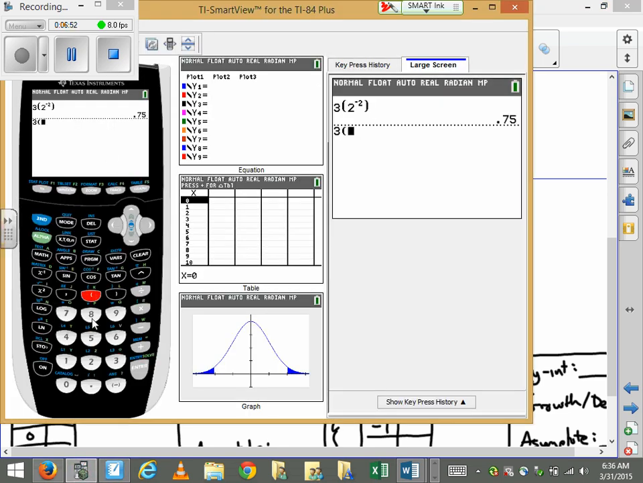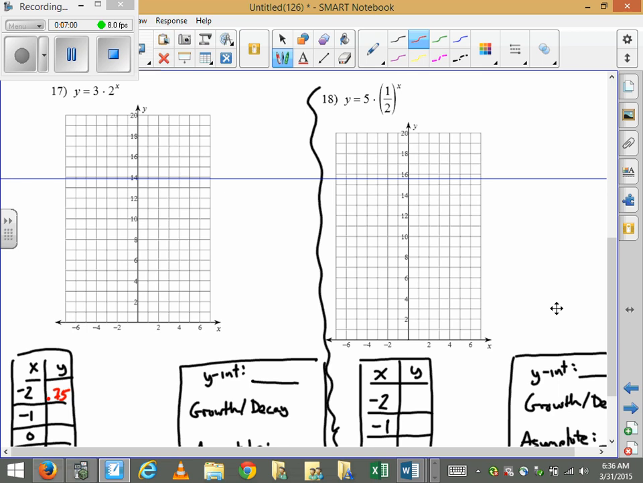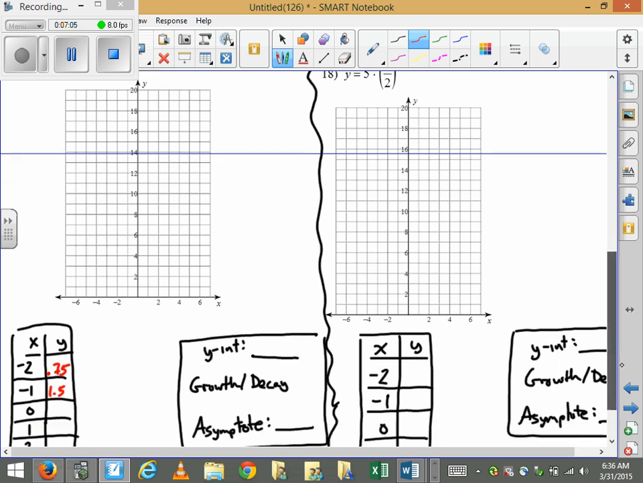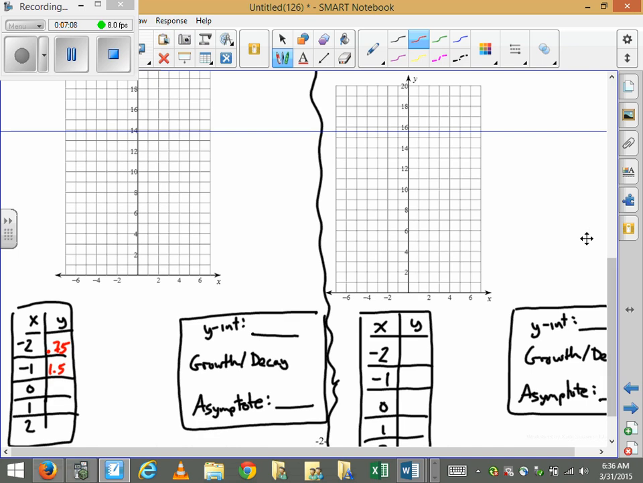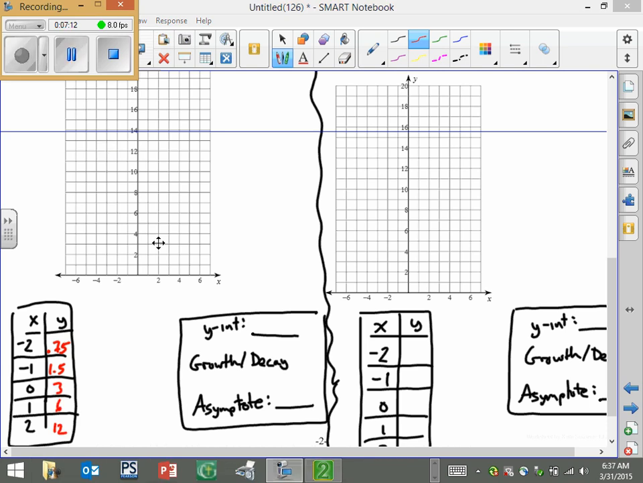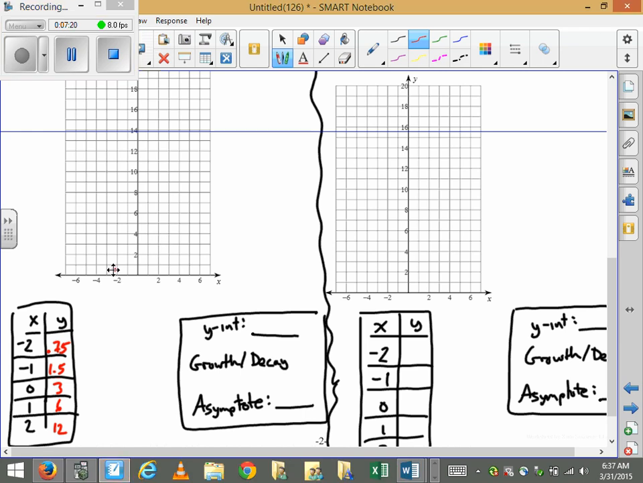Then we just continue that process. So now I do 3 times 2 to the negative 1. Let me close my parentheses. And that'll be 1.5. And then just keep working your way through there. So take a moment and do that very quickly. Just plug and chug. And what we'll end up with is what you see right here. So we have negative 2, 0.75. So we'll put it about right there. Negative 1, 1.5. 0, 3. 1, 6. 2, 12.